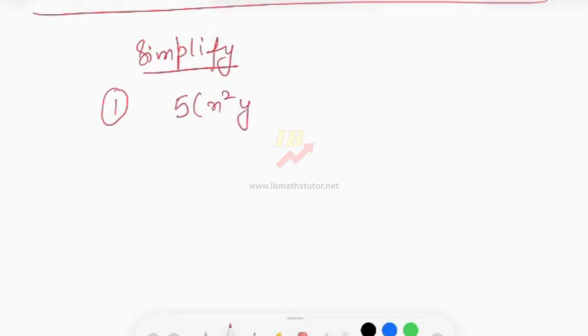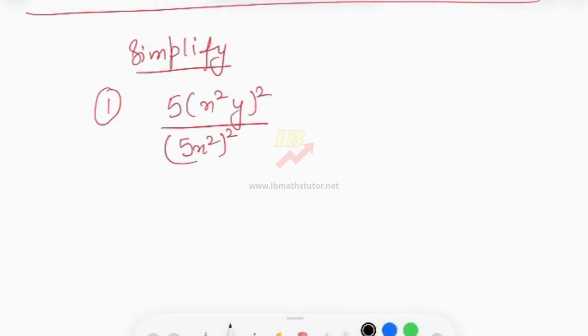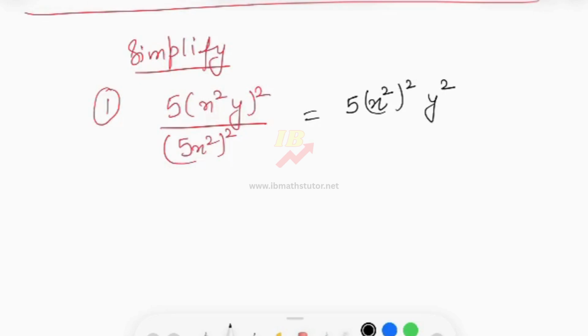So it's x square y square over 5 x square, whole square. Now you need to understand which has a bracket on it, and there is a power outside the bracket. So this is the outside power here. Outside power means that I can write it like this: 5x square whole square times y square, because these are two different numbers, and both will take the power 2, because outside there is a 2 lying here. So we are squaring that thing.